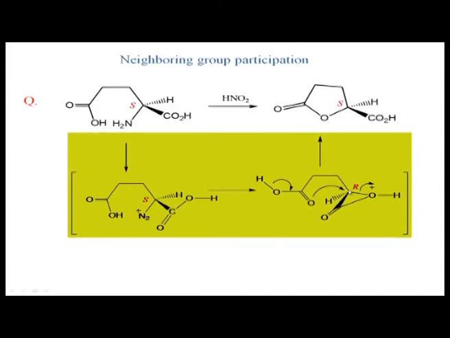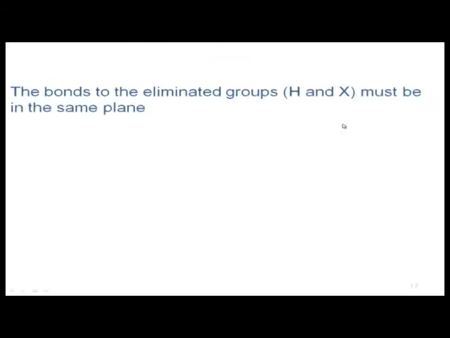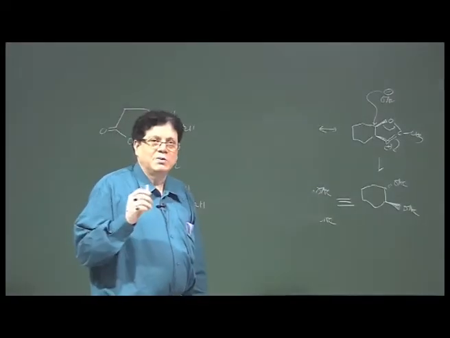the configuration has changed in that attack, because now the highest priority group is here on the right side, here the highest priority group is on the left side. Okay. So, there is a change in configuration, R goes to S. Okay. So, these are some of the examples of intramolecular reactions, intramolecular cases where there is neighboring group participation.